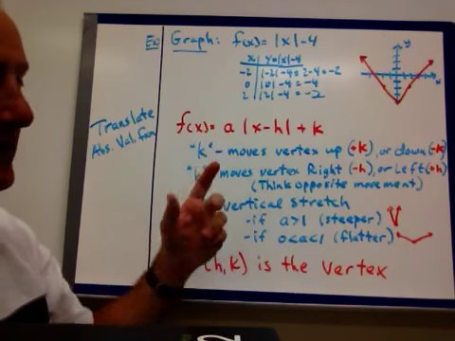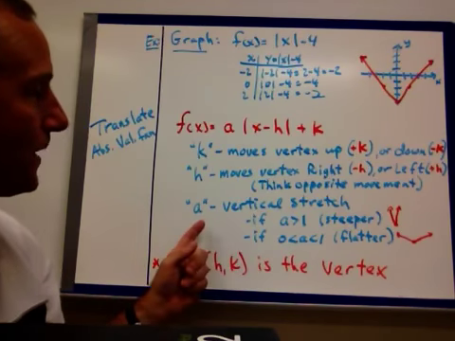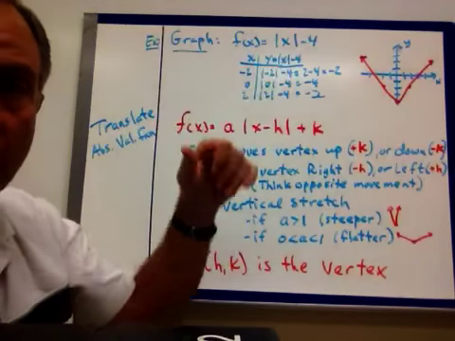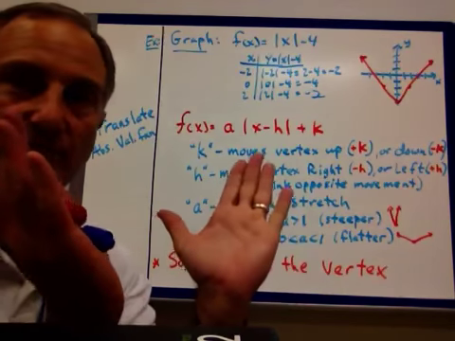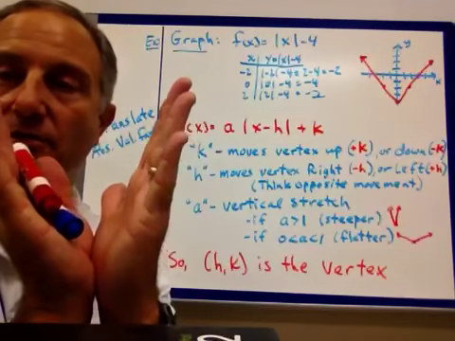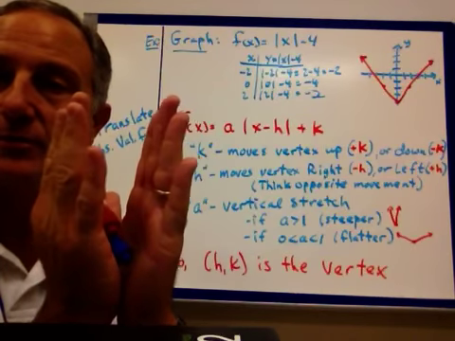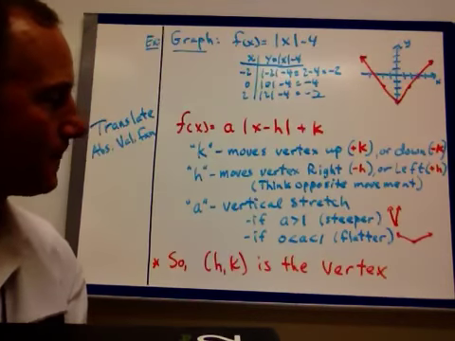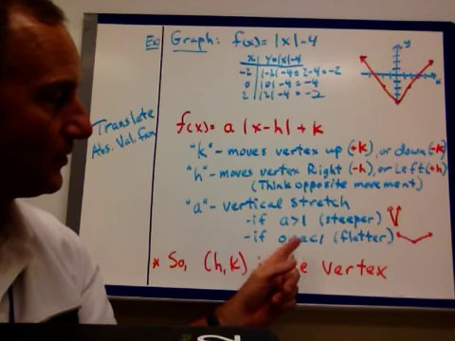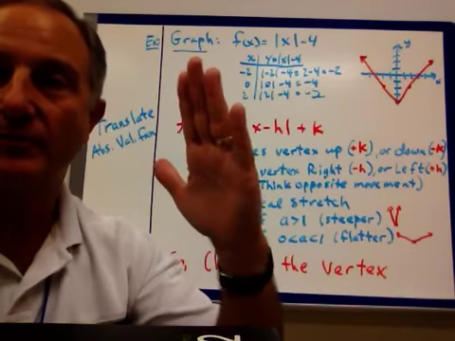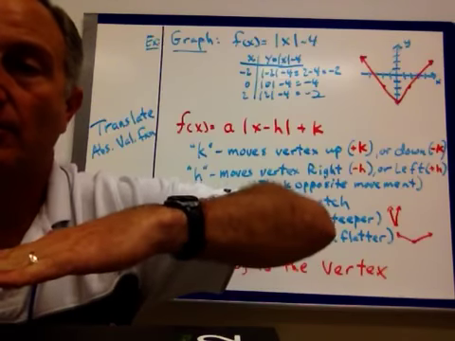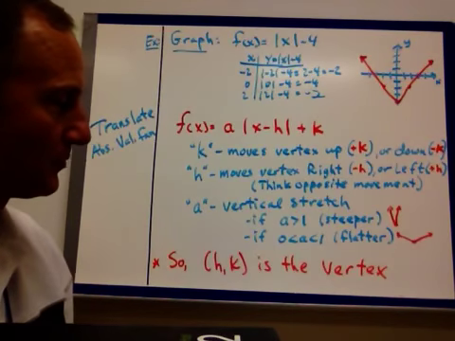The A is kind of like a slope, okay? It's the vertical stretch of our graph. If the A is bigger than 1, then it's going to get steeper. You think about slope, the bigger the number, the steeper the line. So it's kind of like that. If A is between 0 and 1, then it's going to be flatter. You think of a line with a slope of a half, it's flatter because 0 slope is flat, horizontal.